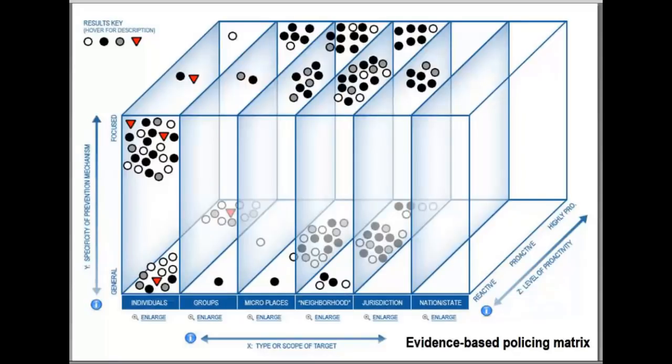There are 3 other dimensions, so I'll go through them very briefly. On the horizontal axis, the x-axis, you have what they call the scope or target, going from whether the intervention targets individuals, groups, what they call microplaces, which is like a block, a neighbourhood, which is a larger space, or then a jurisdiction, which is a larger geographical area still, or nation state. Then they have specificity of prevention mechanism, so whether it's a very focused prevention mechanism focused on that particular group, or whether it's a more general one that's intended to affect that group, and then level of proactivity, whether it's something that police go out and do, or something that's in place and is a reactive intervention to things that happen. And so the interventions are coded by those different categories.